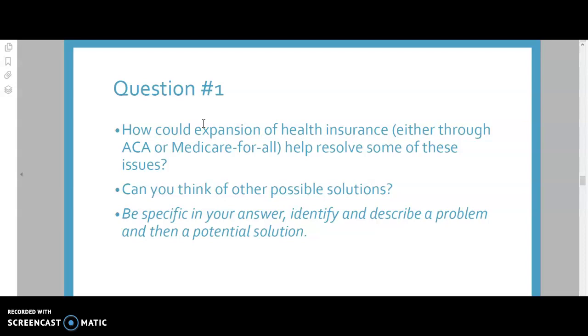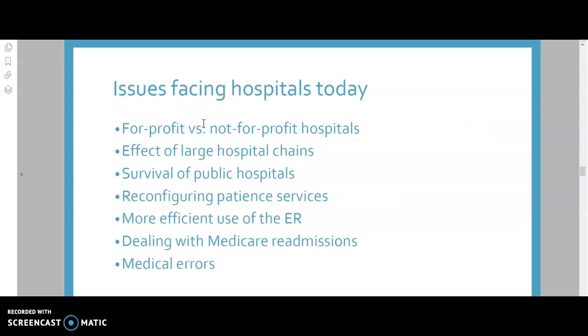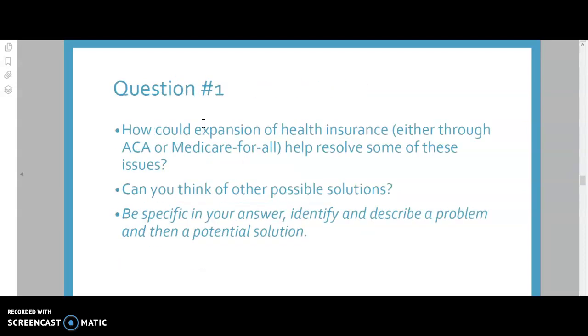So what I'd like you to do as you're writing down your answer is try to be specific, right? So go back and think about the problems, the issues facing hospitals today, and identify it, describe what the problem is, and also generate a solution. And this is also good practice for the final exam.